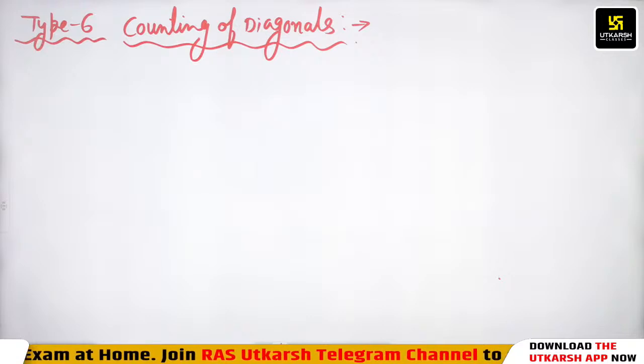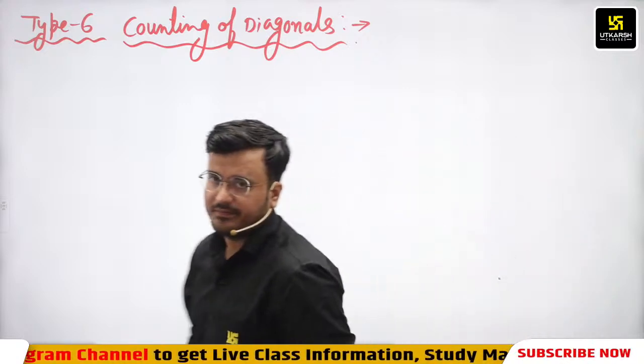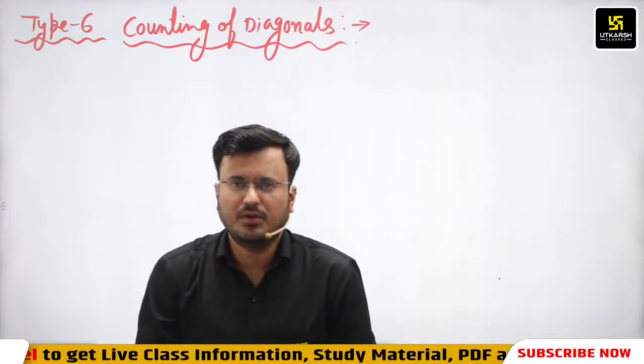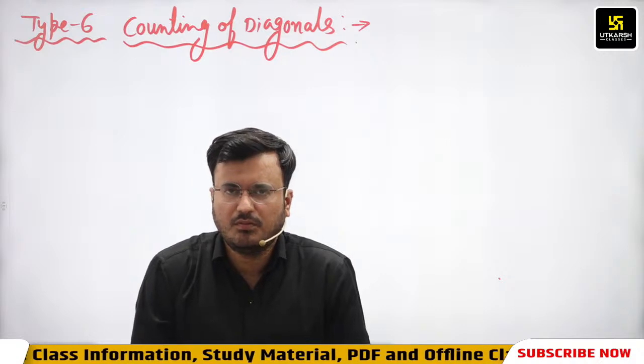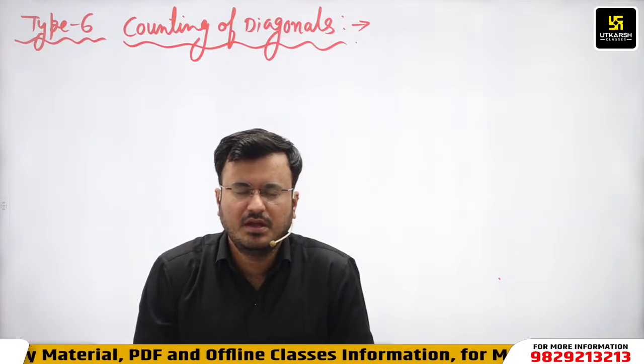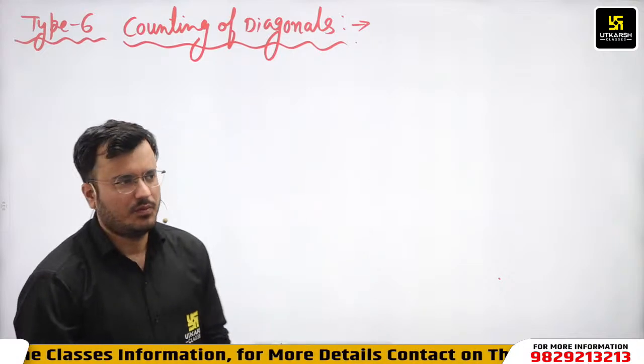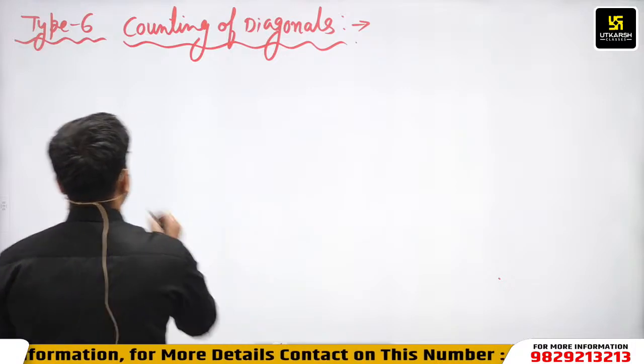in which figure we are counting diagonals. We are counting diagonals in any type of polygon. And what is a polygon? A polygon is a closed figure which is formed with the help of a finite number of straight lines.